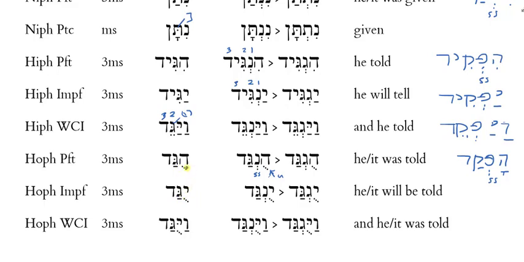The Hofal imperfect, yuggad. This almost sounds like a question and answer. Who gad? Yuggad. All right. So anyhow, yuggad comes from yungad, where the nun assimilates to the gimel, yuggad, and we write it one time. Yuggad. It will be told. And then the Hofal WCI, or vayiqtol, vayuggad. That's coming from vayungad. Nun assimilates to the gimel. Vayuggad with a silent shva. And then that's written one time as a doubled gimel. Vayuggad. And it was told.